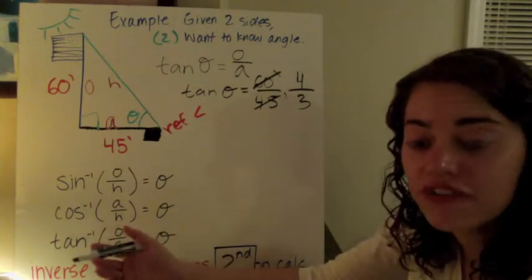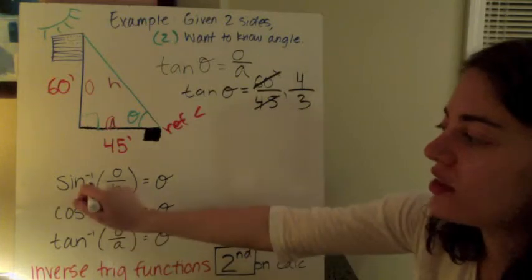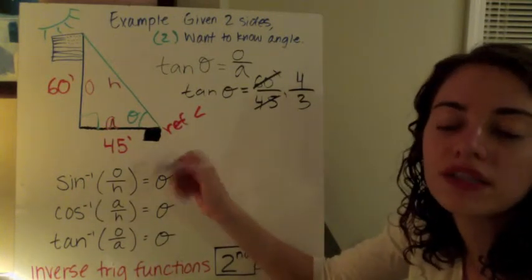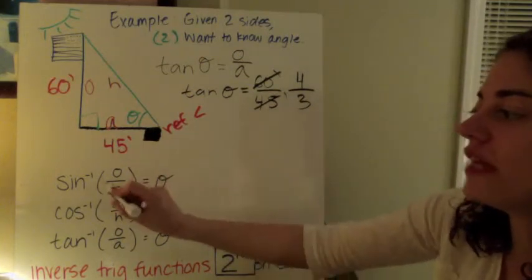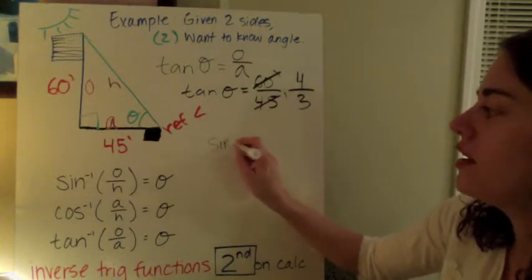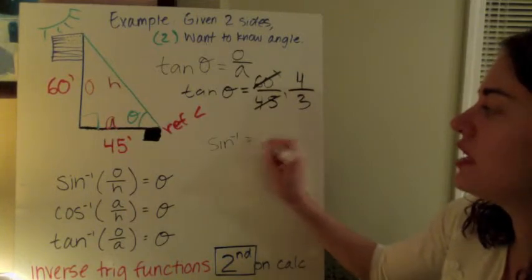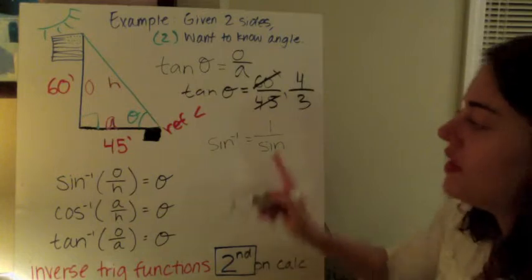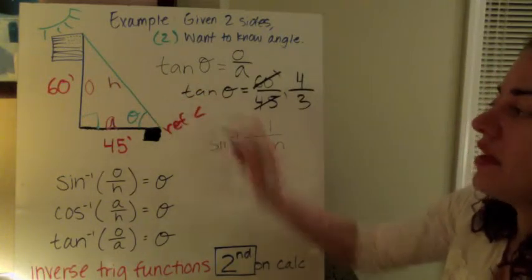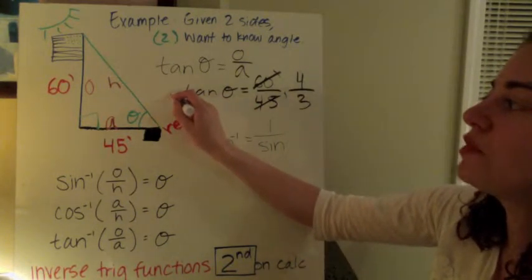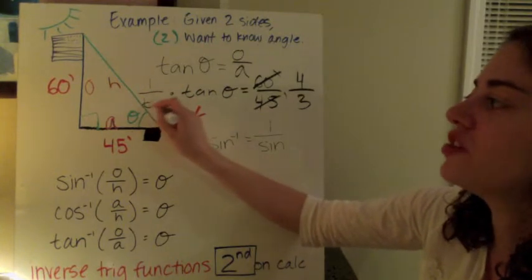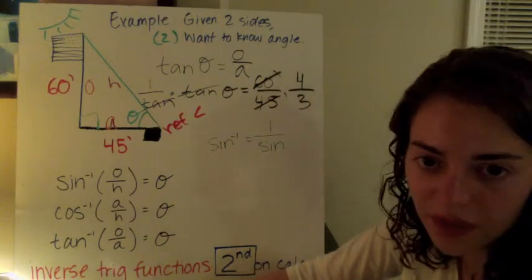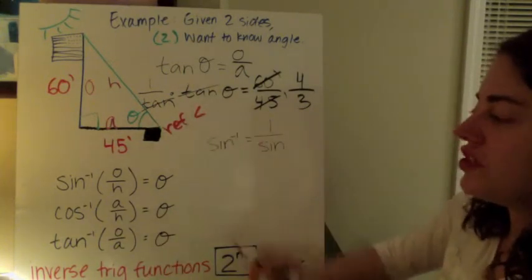Just like division is the inverse of multiplication and addition is the inverse of subtraction, these functions are the inverses of our trig functions. And you'll see these little negative ones up here, which means raised to the negative first power, which essentially means that sine to the negative 1 like this is equal to 1 over sine. So this is what we're going to use in order to get rid of this. Because if I have tangent and I multiply it times 1 over tangent, now I can cancel those two out.